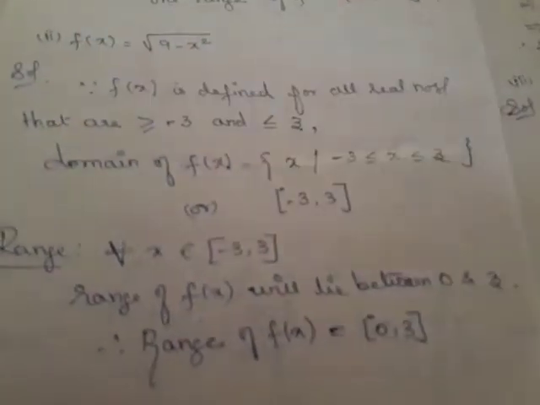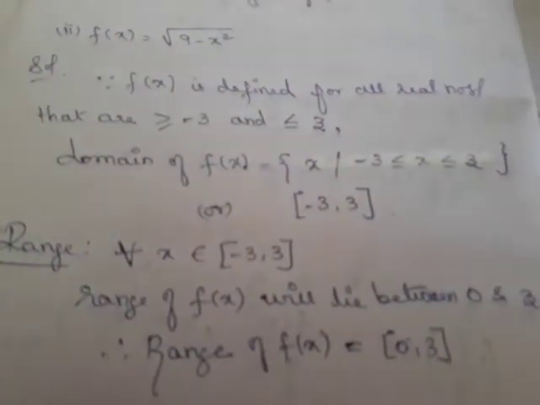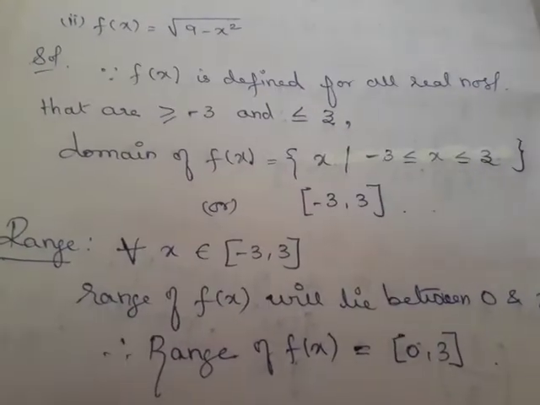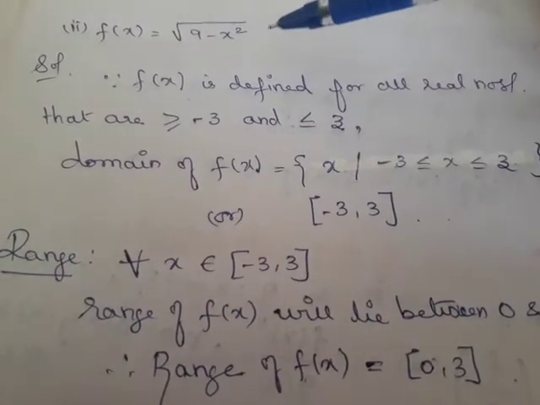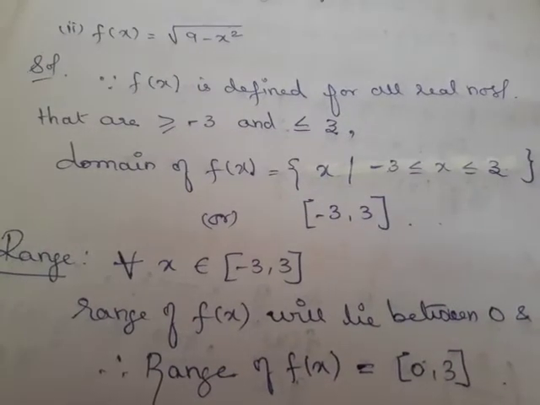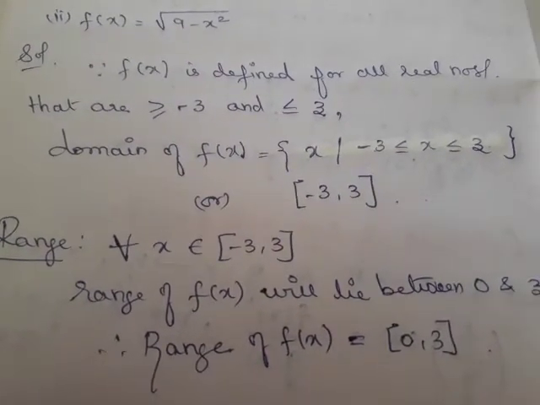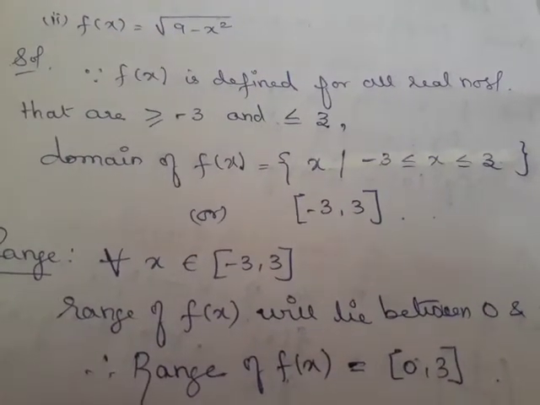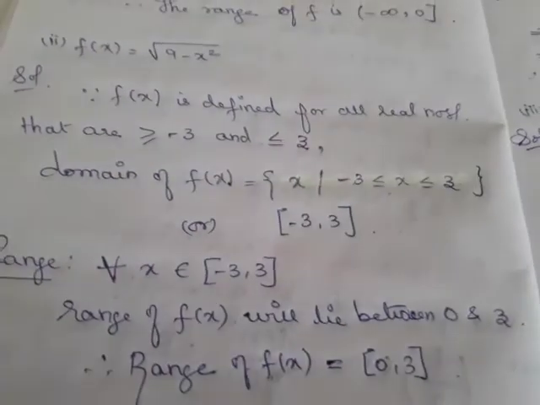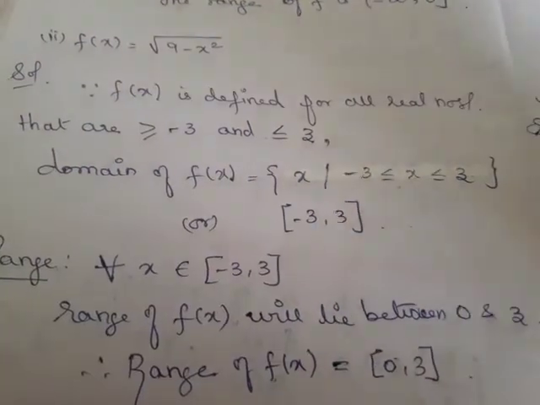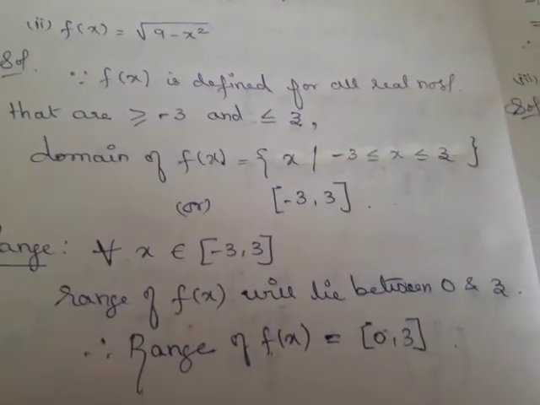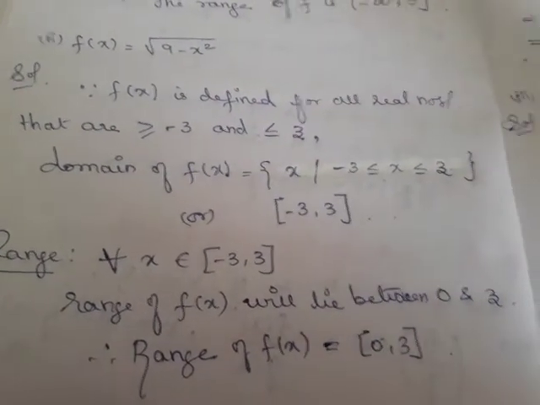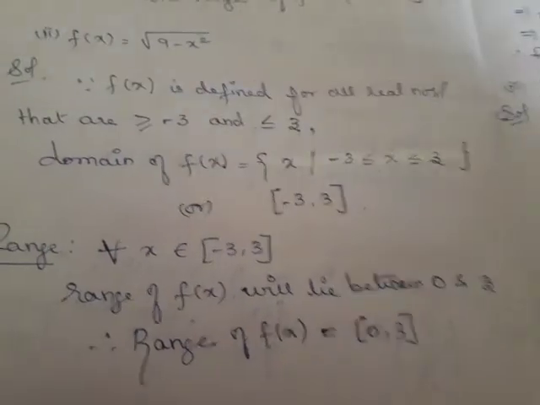Now let us see the second question. Again, here also they asked you to find the domain and the range. f(x) equals square root of 9 minus x square, and it is a real function. It is defined on the real number system, right? But even then, we have to check the domain. Why are we talking about a domain? Why don't we simply write it as the real number system?